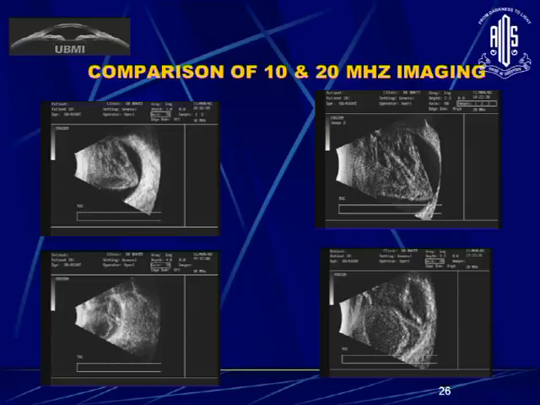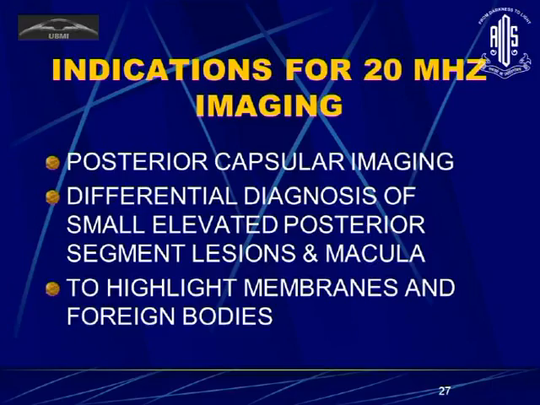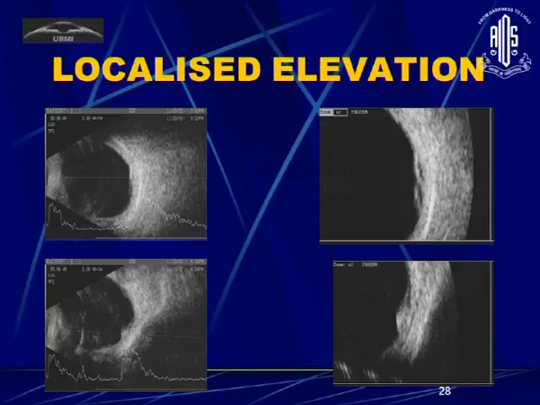But the usefulness of the 20 megahertz probe is more for the posterior capsule, for differentiating small elevated lesions over the retina. As you see here, we have two patients where I can see just a minimal elevation of the retina at the periphery. I am not too sure whether I am dealing with a mass or not. And again, a small elevated lesion. Both are seen on 10 megahertz, difficult to differentiate.